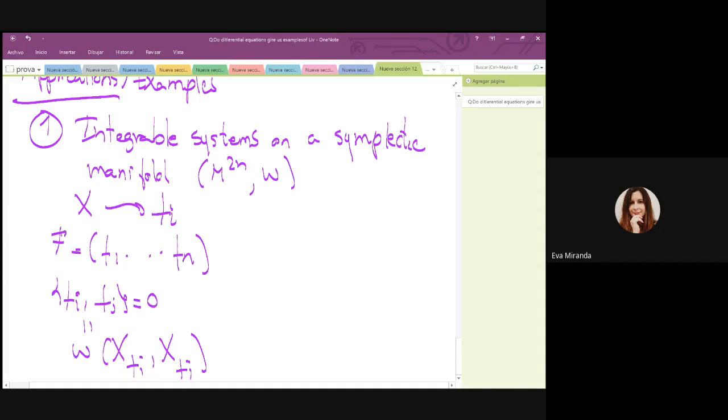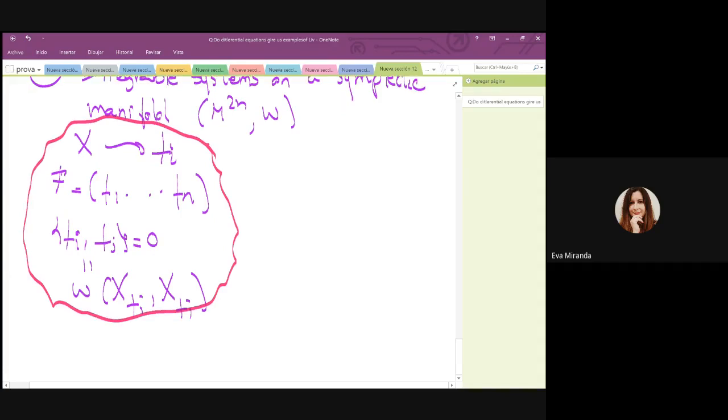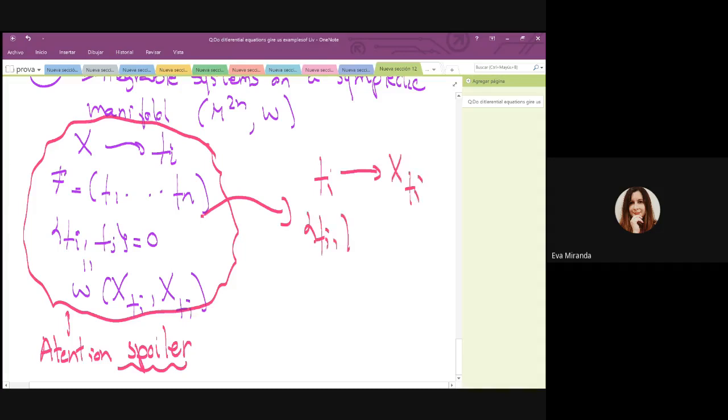This is something that we are going to say. This is an attention spoiler, a spoiler of what comes next. What comes next is that here I just consider some functions, and to these functions, thanks to having the definition of integrable system, we associate a collection of vector fields, and the condition of the Poisson bracket being equal to 0 translates into the condition that the Hamiltonian vector fields associated to these functions commute.